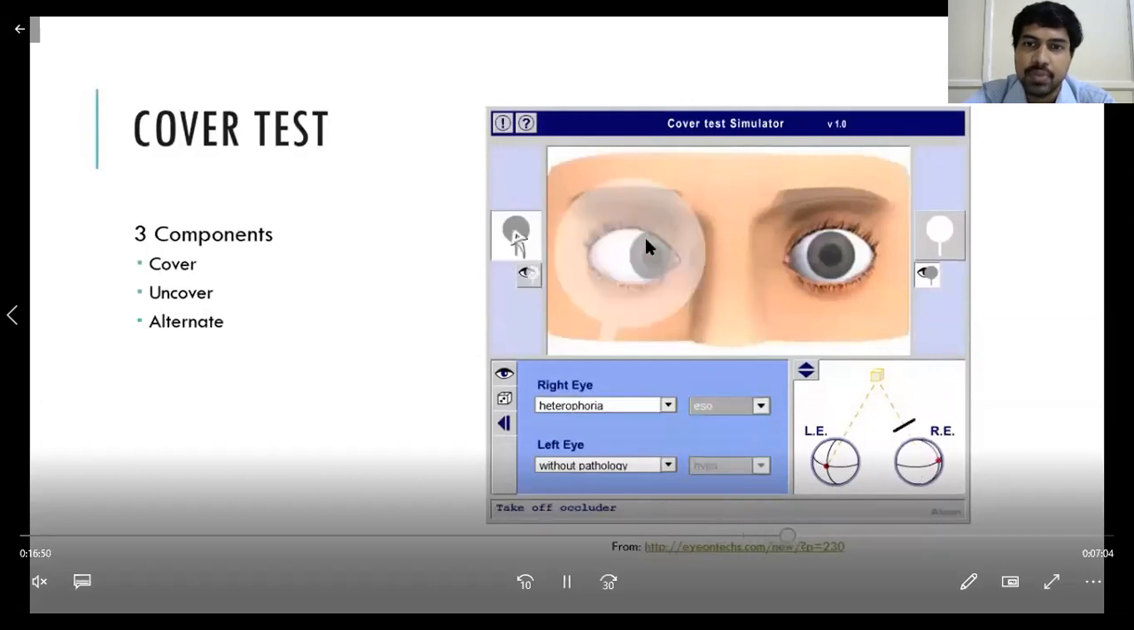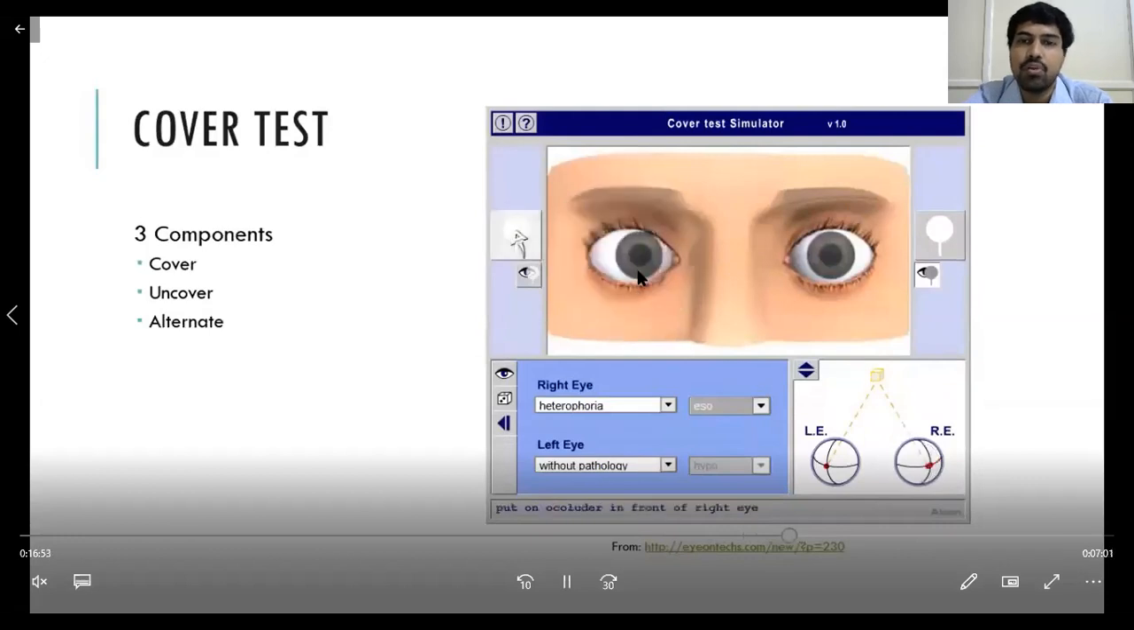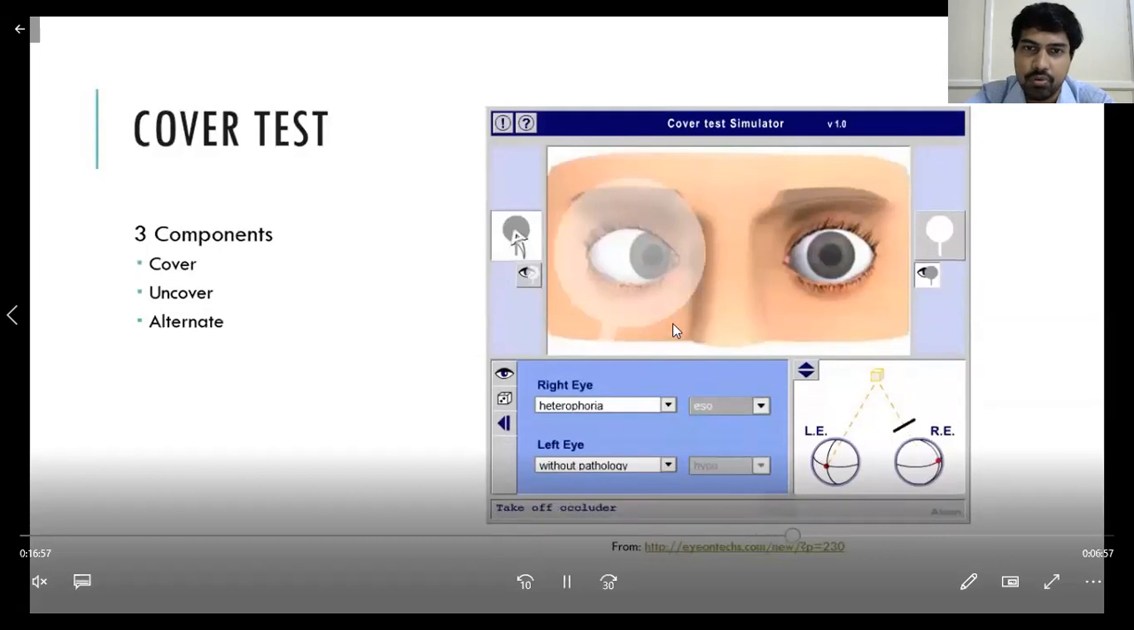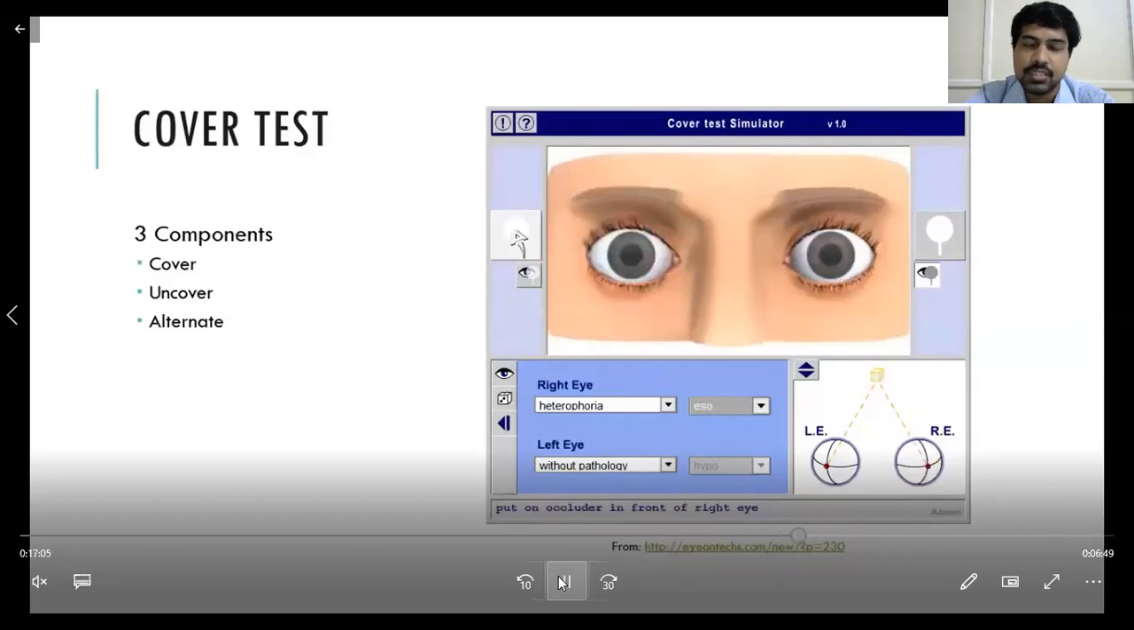If you use a transparent occluder, you can see clearly, because if you don't know whether you are examining clearly, as soon as you remove the cover, the eyeball may immediately fix. So put a semi-transparent occluder and see. When you put a semi-transparent occluder, you can gradually see. Initially both eyes are looking straight. Next, when you keep a semi-transparent occluder, the eyeball went inside. That means this is a latent squint. And when you remove that semi-transparent occluder, the eyeball became straight. So this is the uncover test.